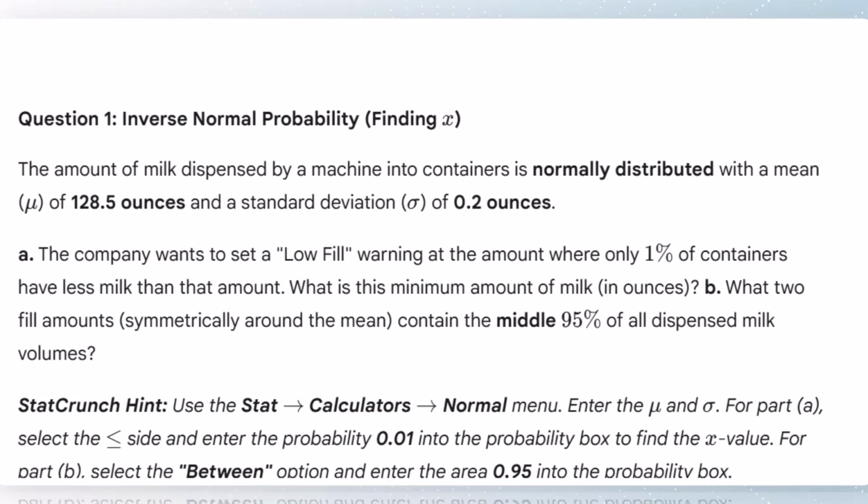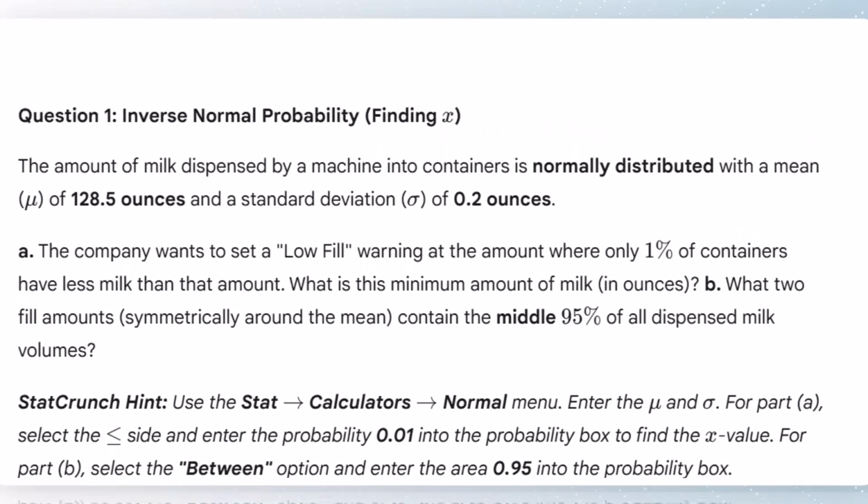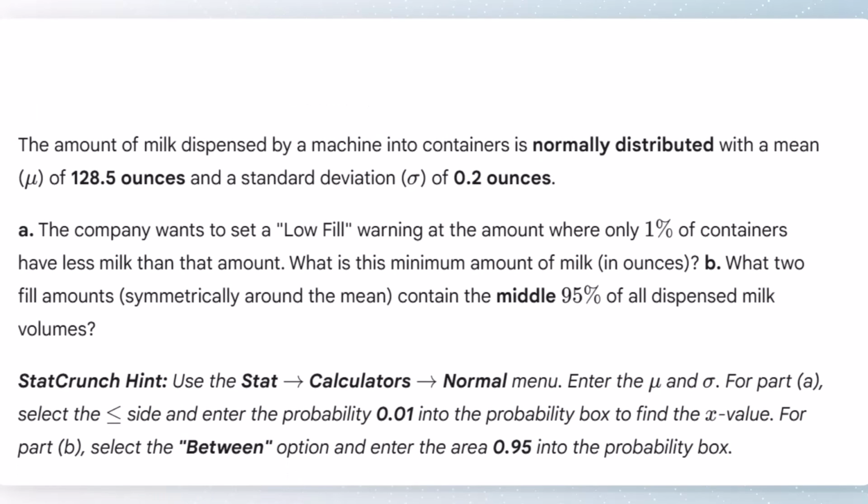Okay, next question. We have this question right there. The amount of milk dispensed by a machine into containers is normally distributed with a mean of 128.5 ounces and a standard deviation of 0.2. The company wants to set a low fill warning at the amount where only 1% of the containers have less milk than the amount. What is the minimum amount of milk in ounces?